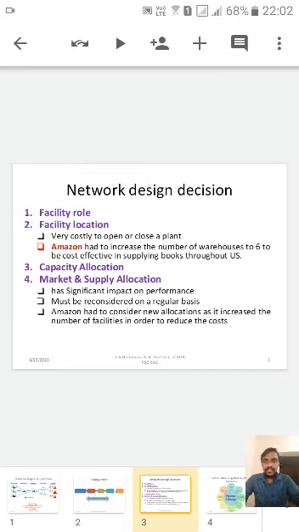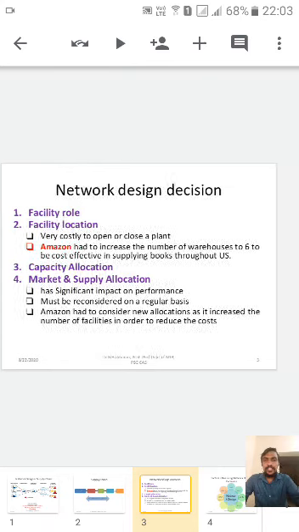Both have a significant impact on performance and must be reconsidered on a regular basis. For example, Amazon had to consider new allocations as it increased the number of facilities in order to reduce cost. So while designing the supply chain network, you have to take these four key decisions.